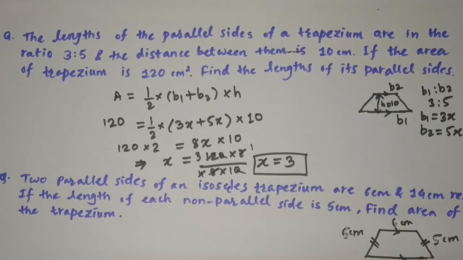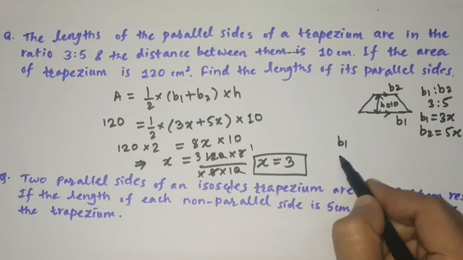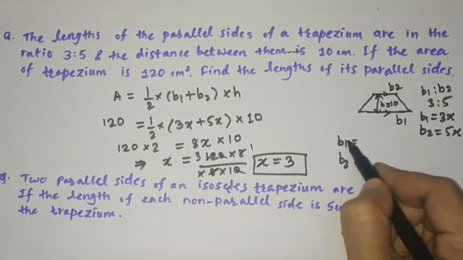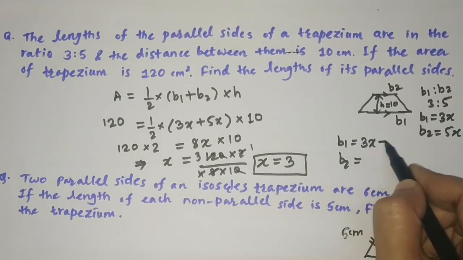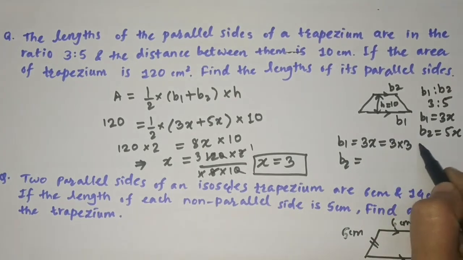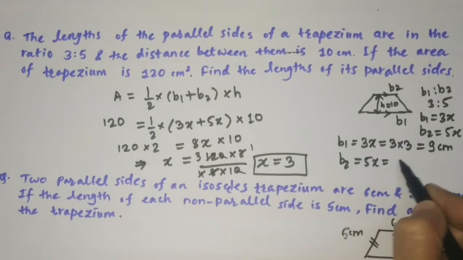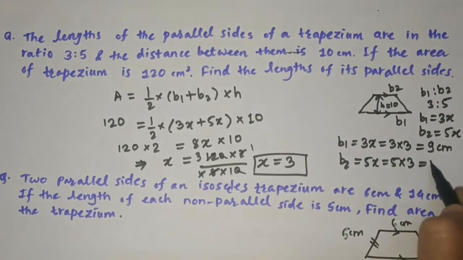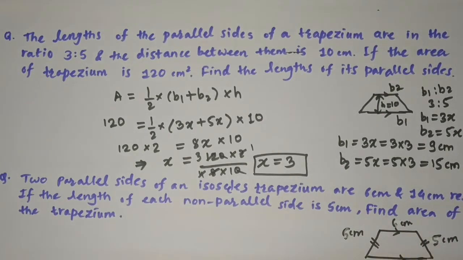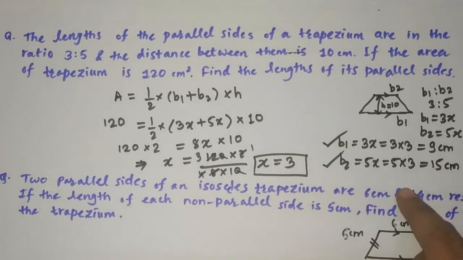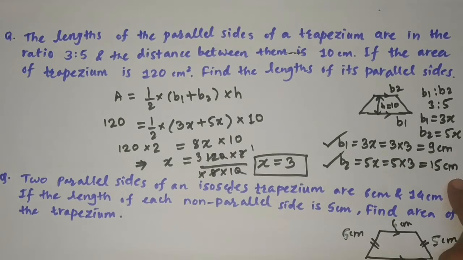So once I got x, I will get B1 and B2 also. B1 is 3x, which means 9 centimeter, and B2 is 5x, which means 5 multiplied by 3, 15 centimeter. So in this way we got B1 and B2 as 9 centimeter and 15 centimeter.